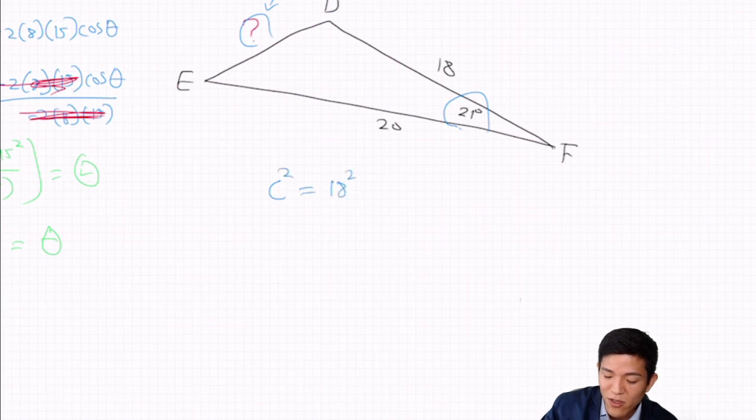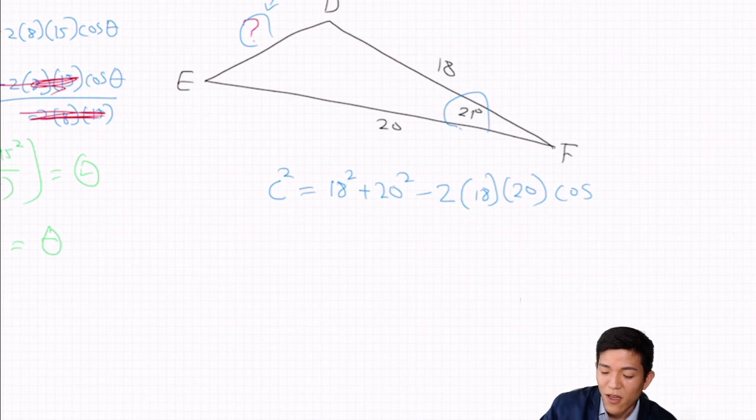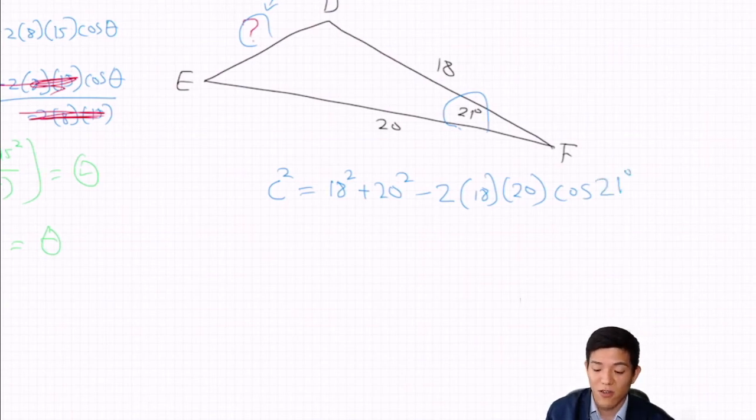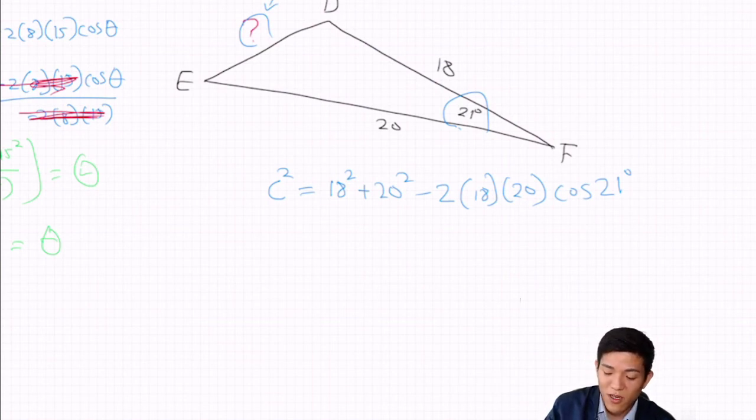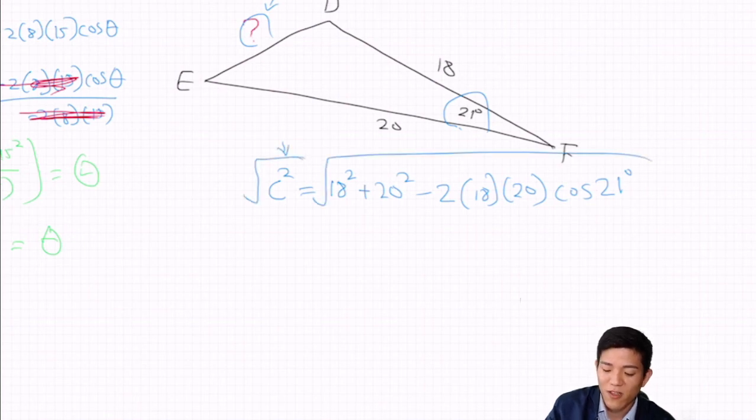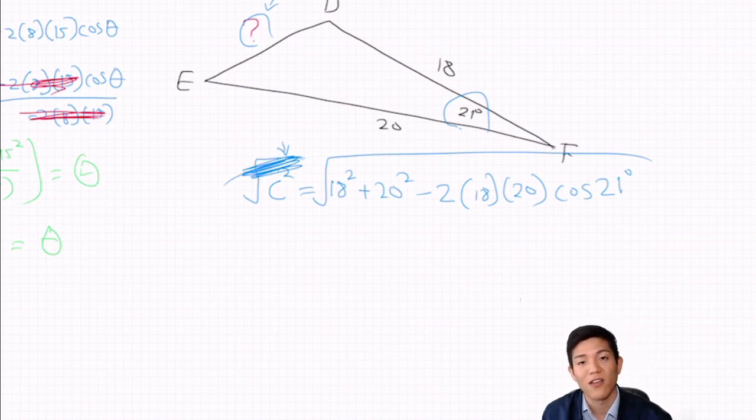C squared is equal to 18 squared plus 20 squared minus 2 times 18 times 20 times cosine of angle C, which is 21 degrees. So now we just need to solve for it, right? But before that, how do we get rid of the square? You take a square root of everything, and they cancel each other out. Then we get C is equal to the square root of 18 squared plus 20 squared minus 2 times 18 times 20 times cosine of 21.